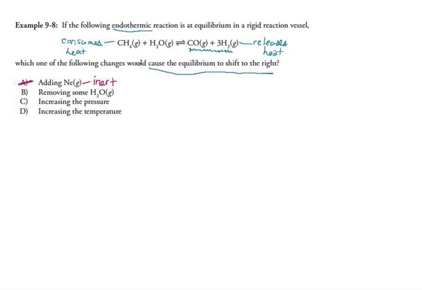Okay, removing some H2O. If we removed some H2O from this side of the equation, essentially what would happen is the system would scramble to try to put that H2O back into the system. So if anything, this would shift the equilibrium to the left rather than the right, so we can get rid of this one as well.